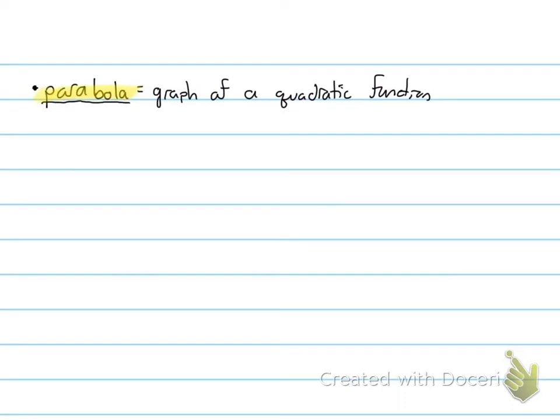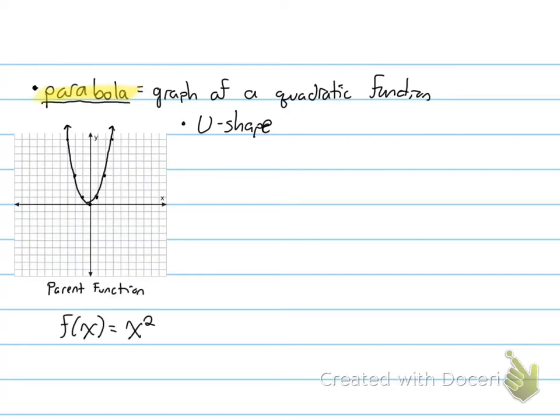A parabola is a graph of a quadratic function. As you might remember from Algebra 1, a parabola is a U-shaped graph. And this is what the parent function, f of x equals x squared, would look like. So I'm starting at 0, 0, and going from there.